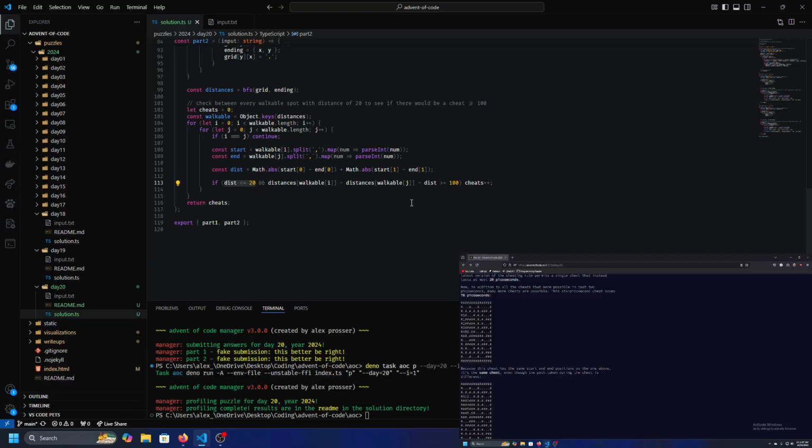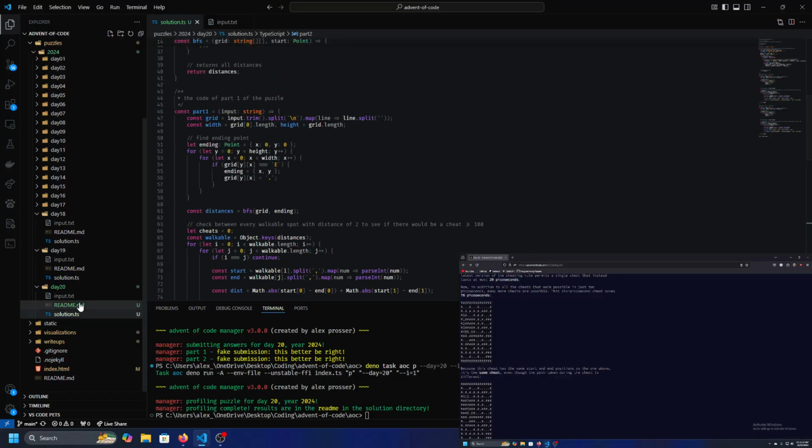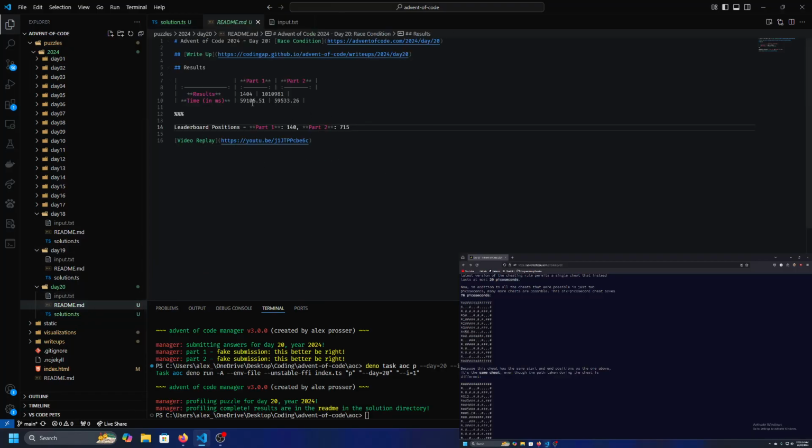And so that is it for day 20. I'll have a bit more of an explanation in my README. Both parts took about a minute to run, so obviously some room for improvement. But yeah, that is it for day 20.